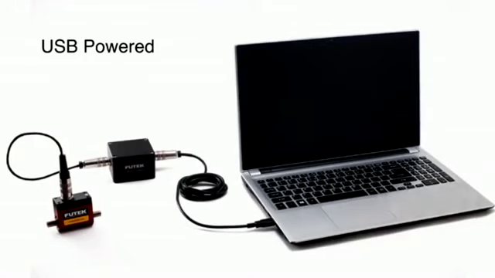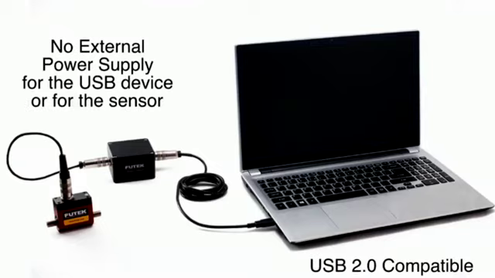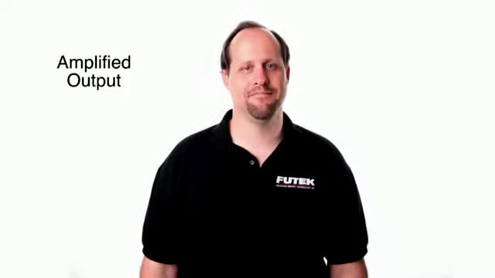As with all of our USB devices, the USB 520 and 530 are powered through a computer's USB connection. This means there is no need for an external power supply for the USB device. It also means there is no need for a power supply for the sensor, no matter if the sensor is a standard millivolt per volt output or an amplified output type. To achieve its compatibility with amplified sensors, the USB 520 and 530 can supply up to 24 volts to the sensor and supply a simultaneous 5 volts to power items like the encoders in our rotary torque sensors.